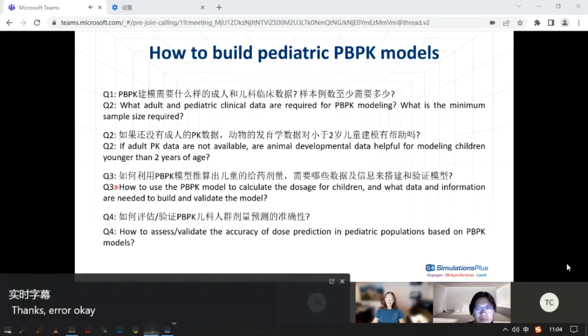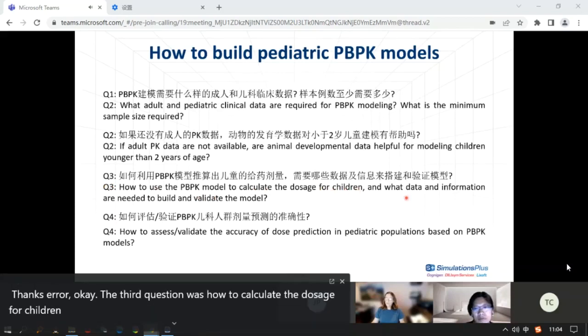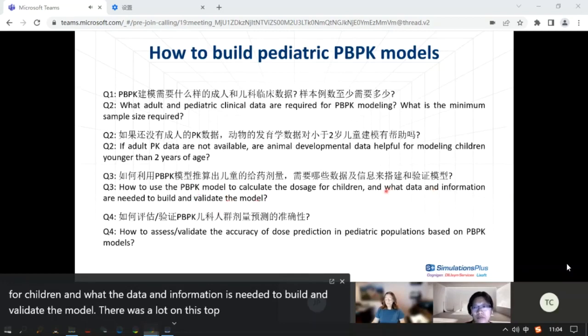Okay. The third question was how to calculate the dosage for children and what data and information is needed to build and validate the model. There was a lot on this topic, especially the second part of the question, how to build and validate the model in the presentation itself.